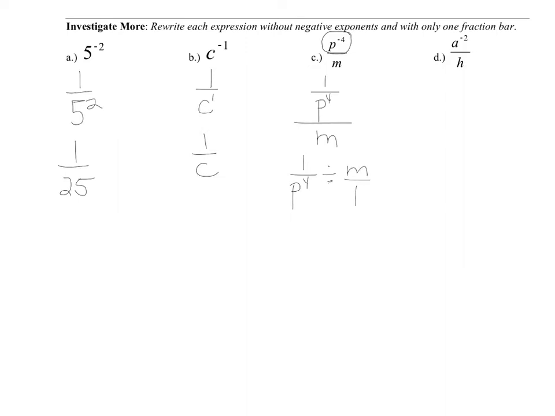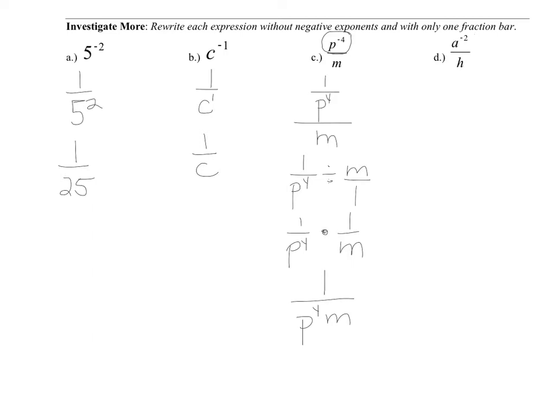And then remember, we leave, change, flip. So we leave 1 over p to the 4th. We change the division sign to a multiplication sign, and we flip it. And so now if I multiply straight across, what I end up getting is 1 over p to the 4th m. Let's look at the next one.